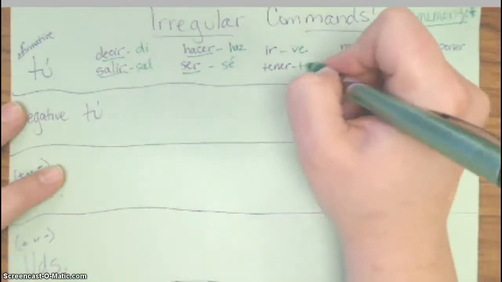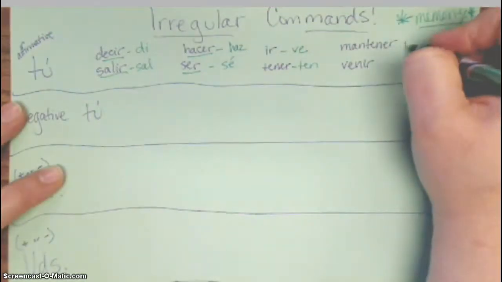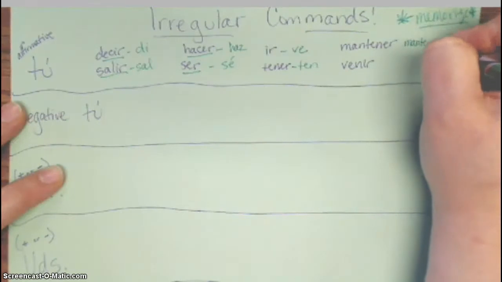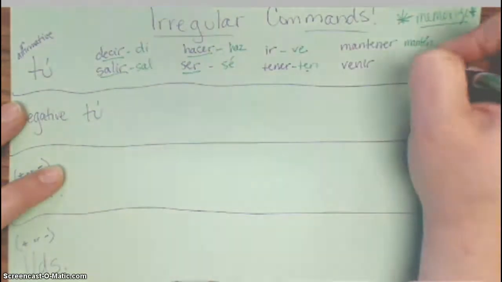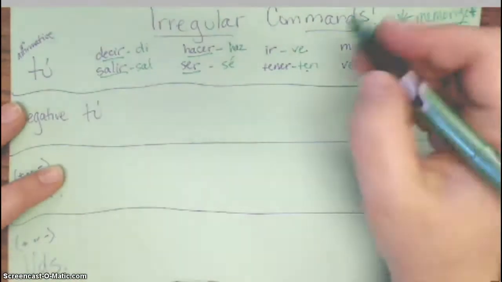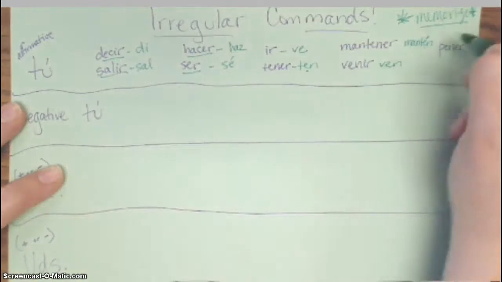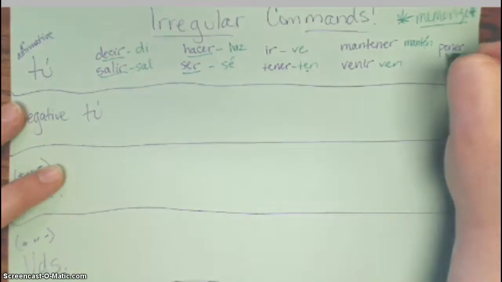Tener, which becomes ten. Here's the other accent, mantén. But because I still want it to have that stress on that part, it gets an accent there. Venir would be ven, and poner would be pon.